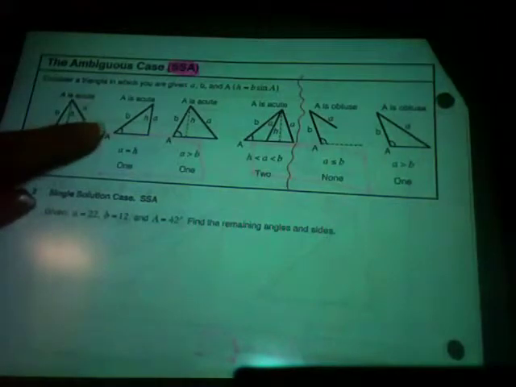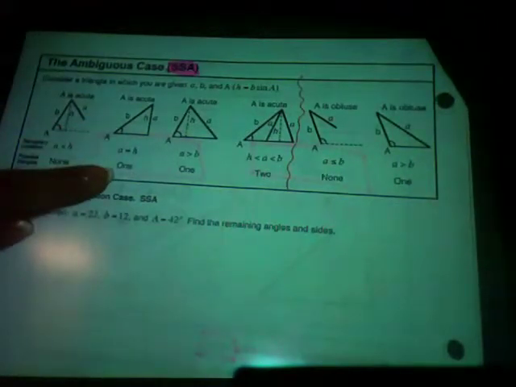Well, what if they're exactly the same? It's highly possible that this is a right triangle then, right? So if they're exactly the same, and this is an acute triangle, then you're only going to have one solution. If this is longer than this side here, then it is possible also to have one solution only.